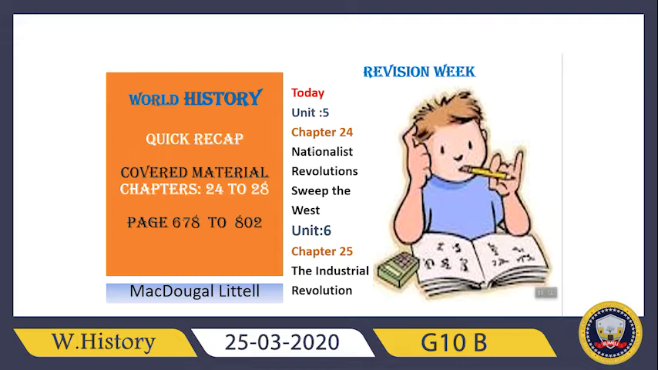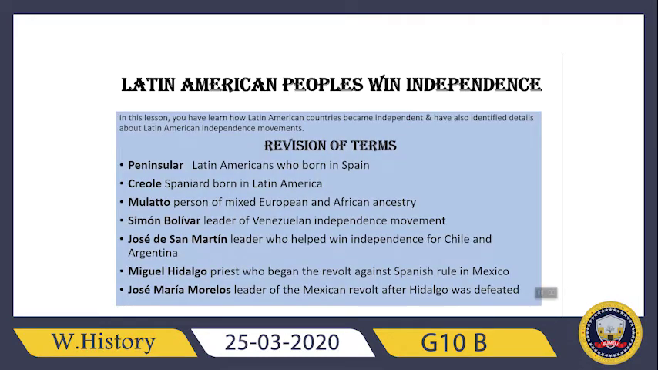This week, in every class I will pick up 2 or 3 lessons and chapters, so that we can pick up the main important things and revise them together. But after I finish, you also need to see your books for more details. Today I'm taking chapter 24 to revise, Nationalist Revolutions Sweep the West, and then chapter 25, the Industrial Revolution. We will do both together, and I have collected a few terms and the main idea in each lesson. So let's begin.